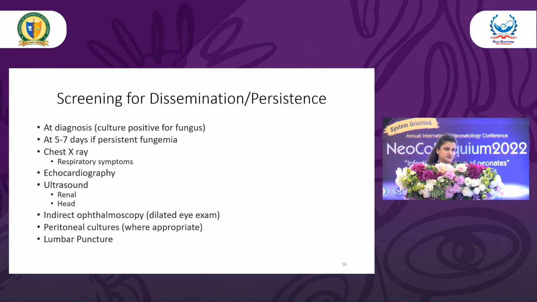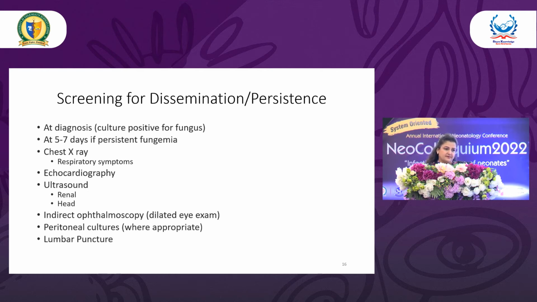Screening for dissemination, which means that you have a primary site, maybe there's a UTI, and you want to screen for dissemination. So the screening has to be done at the diagnosis when you have a culture which is positive for fungus. It's absolutely necessary. If the fungemia has persisted beyond 1 week, then it is very, very critical that we look for end organ involvement, an ultrasound to look at the liver and kidneys and the spleen, a chest x-ray, and all the tests that I previously mentioned.